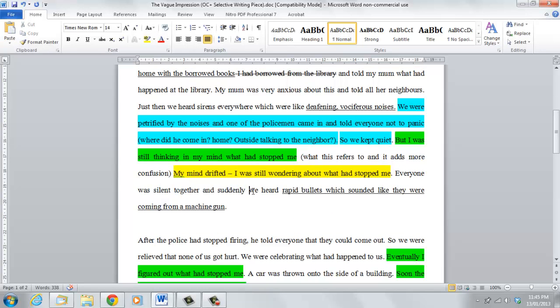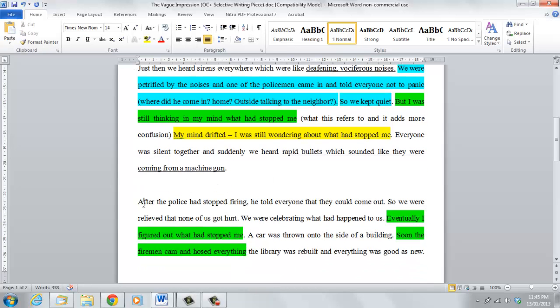Everyone was silent together, and suddenly we heard rapid bullets which sounded like they were coming from a machine gun. Okay, that's perfect. I like this expression. Rapid bullets which sounded like they were coming from a machine gun.